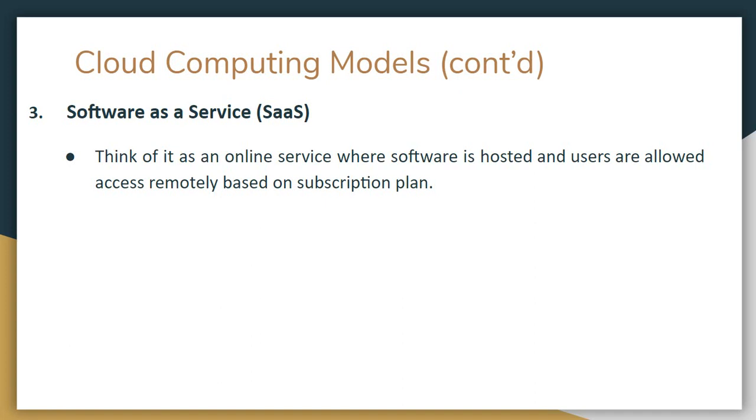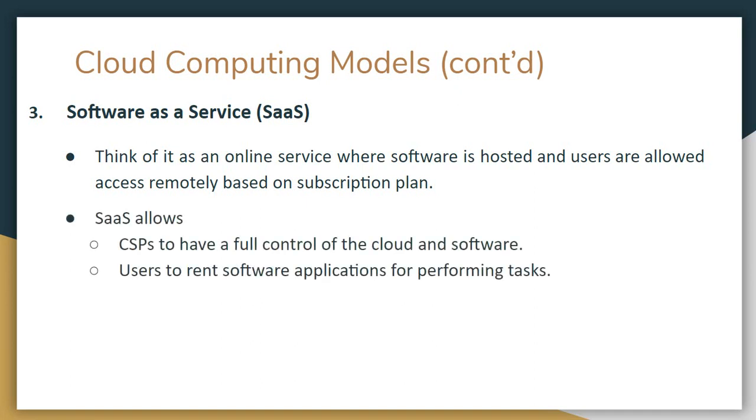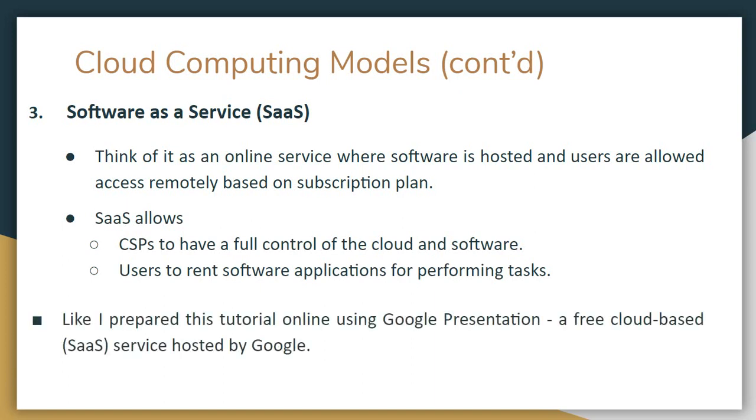Now, the third one, lastly, here under the models is software as a service, SaaS. Now, think of SaaS as an online service where software is hosted and users are allowed access remotely based on a subscription plan. So you have software hosted somewhere, and you get to use this software over the internet. Now, this is how it works. It allows the CSPs to have full control of the cloud and the software, and then users rent the software applications for performing their tasks.